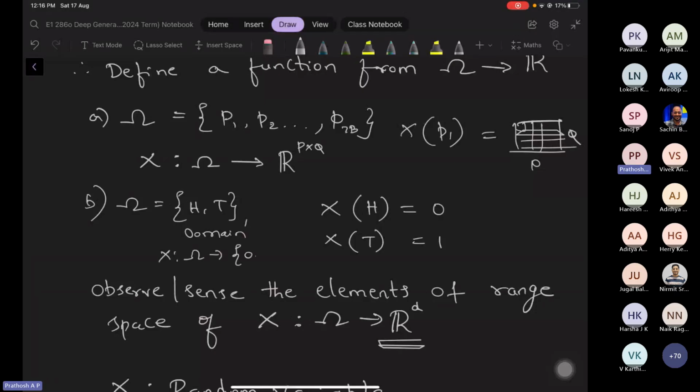The range is a discrete set of 0, 1. Okay. See, what we see are the elements of the range space under this random variable, correct? Correct. Aditya?